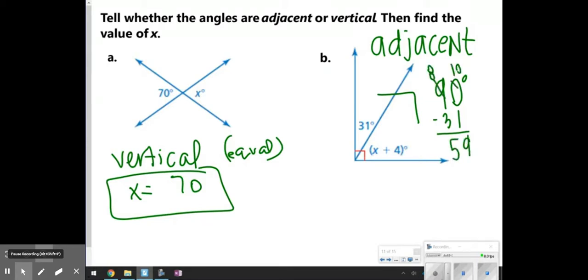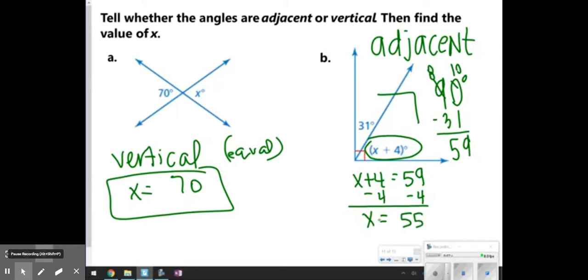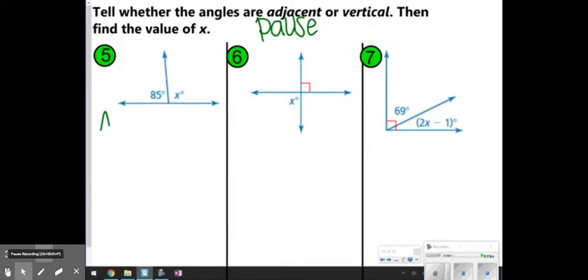So we get 59. So basically, this corner, x plus 4, has to be equal to 59 degrees. In order to get whatever x is equal to, I'm just going to take 4 away from 59, and that will give me x equals 55. Number 5, those are going to be adjacent angles.